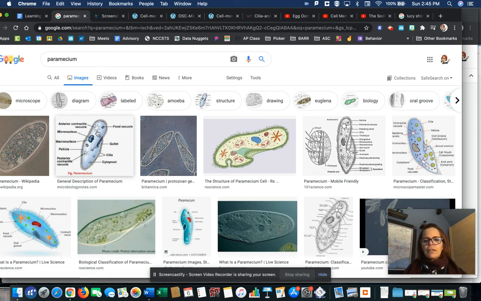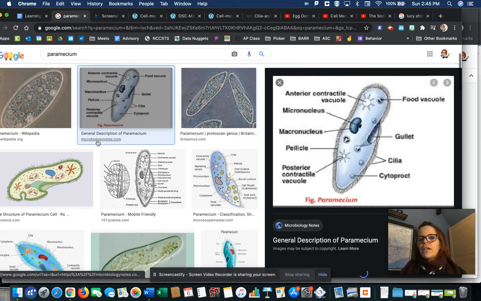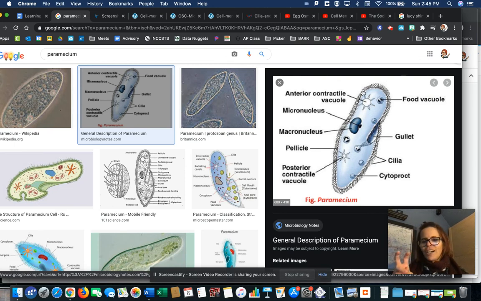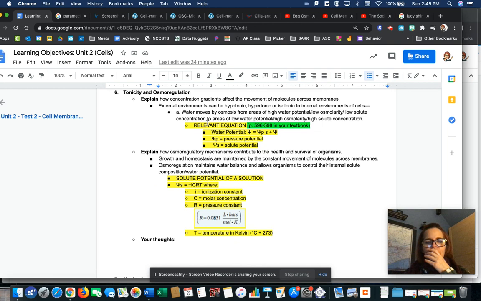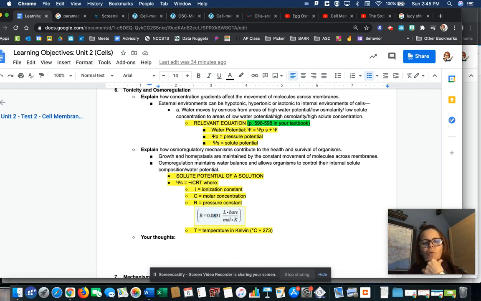So remember that the paramecium has this thing called the contractile vacuole that allows them to push water out. So that's osmoregulation. If water is rushing in, the paramecium is able to push water out. So it's able to regulate how much water is in. Aquaporins do that also.